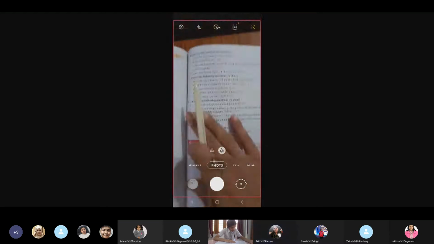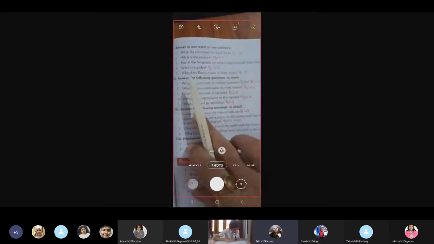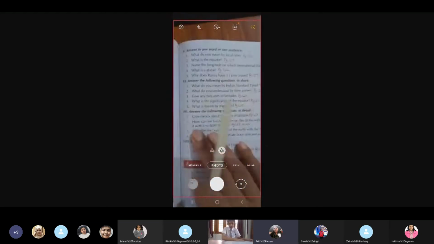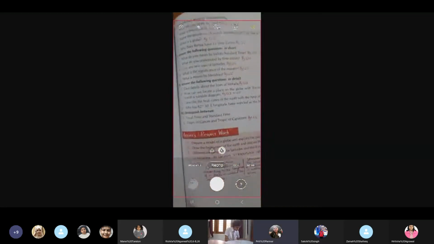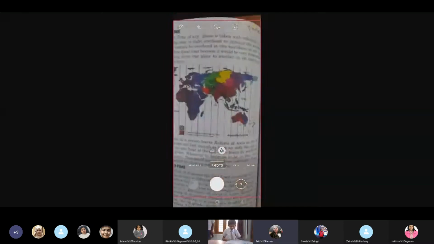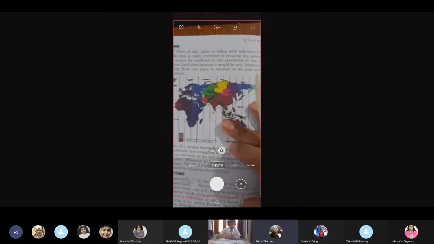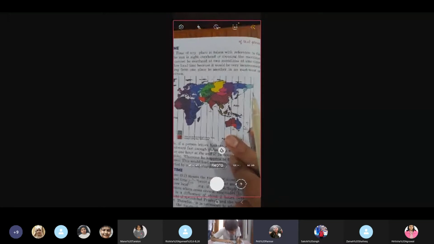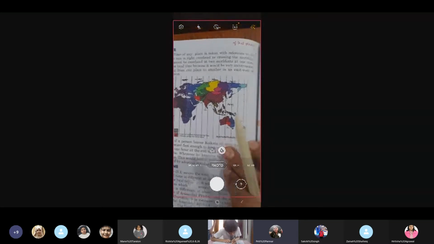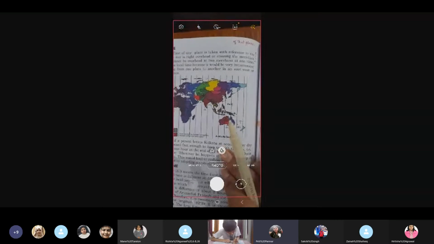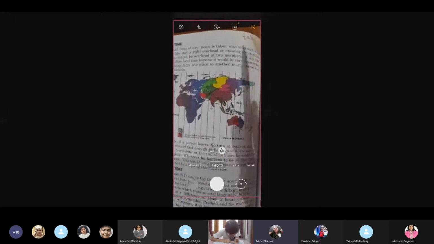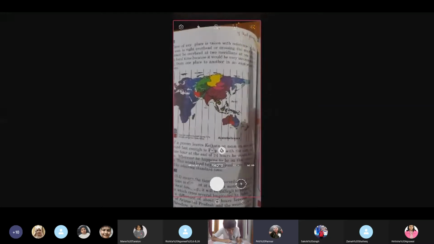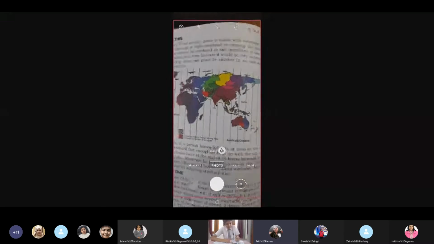Now we move on to exercise 5, question number 1. Answer in one word or one sentence. What do you mean by local time? Page 126. Come to the heading local time. The answer is the local time of any place is taken with reference to the time when the sun is right overhead or crossing the meridian of that place. You write 'of that place' on your own.